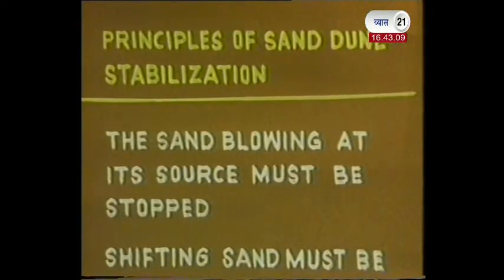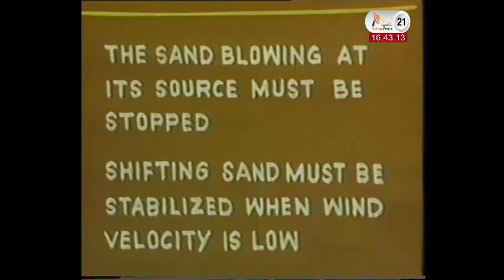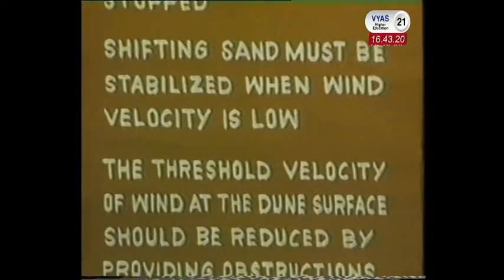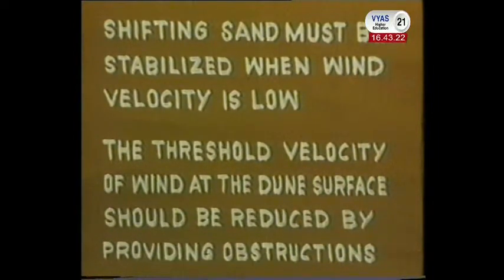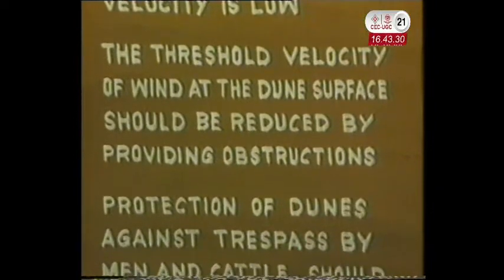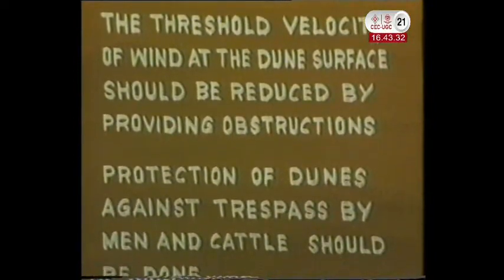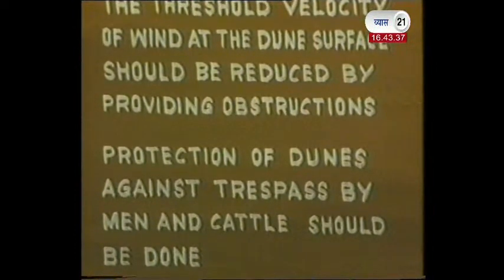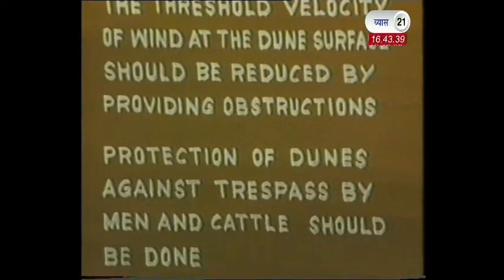The sand blowing at its source must be stopped. Shifting sand must be stabilized during such a period when wind velocity is comparatively low. The threshold velocity of wind at the dune surface should be reduced by providing obstruction of wooden planks or bunch of shrubs and grasses. This process is known as mulching of dune surface. Trespass by man and cattle should be stopped from the very beginning of the operation.